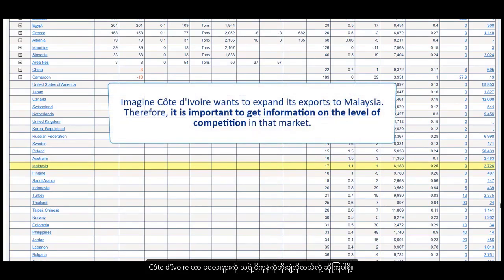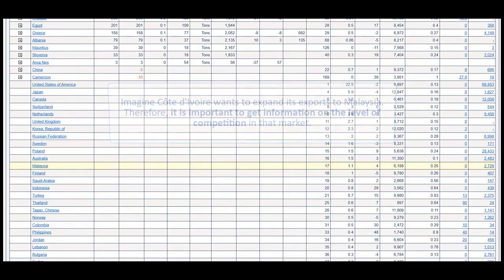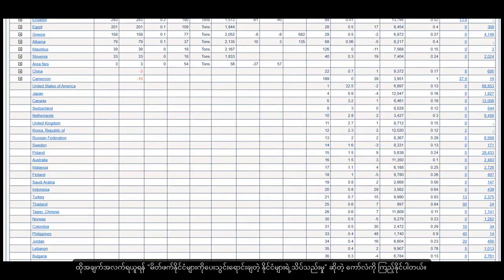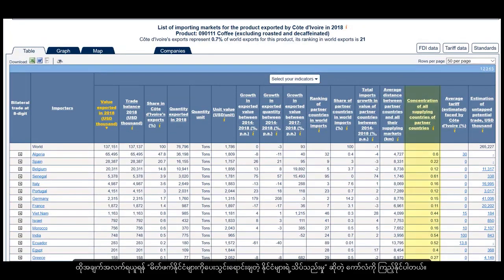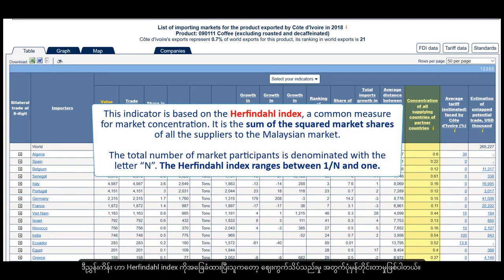Imagine Côte d'Ivoire wants to expand its exports to Malaysia. Therefore, it is important to get information on the level of competition in that market. To do so, we could look at the column called Concentration of all supplying countries of partner countries. This indicator is based on the Herfindahl Index, a common measure for market concentration. It is the sum of the squared market shares of all the suppliers to the Malaysian market.